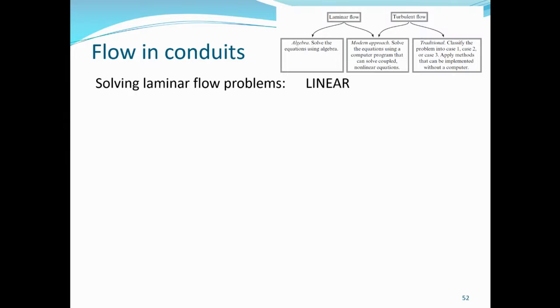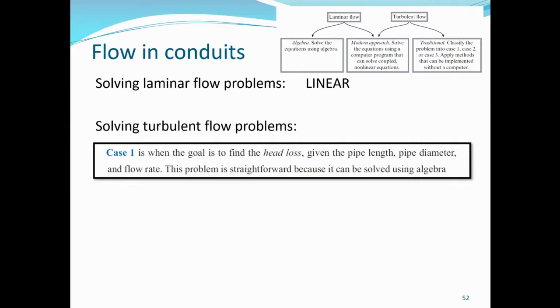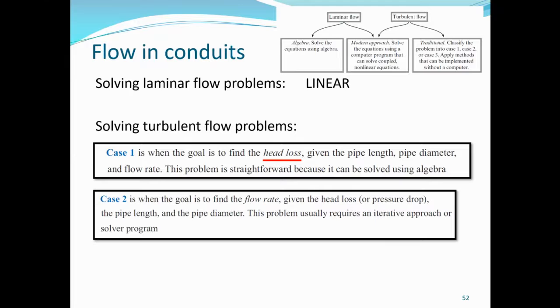Now, how do we solve flow in conduits? For laminar flow, it is simple, it's linear. But for turbulent flow, we have basically three cases. Case one is when the goal is to find the head loss. If we have the pipe length, diameter and the flow rate, this problem is straightforward because it can be solved using algebra. Then we have a second case where we want to find the flow rate.